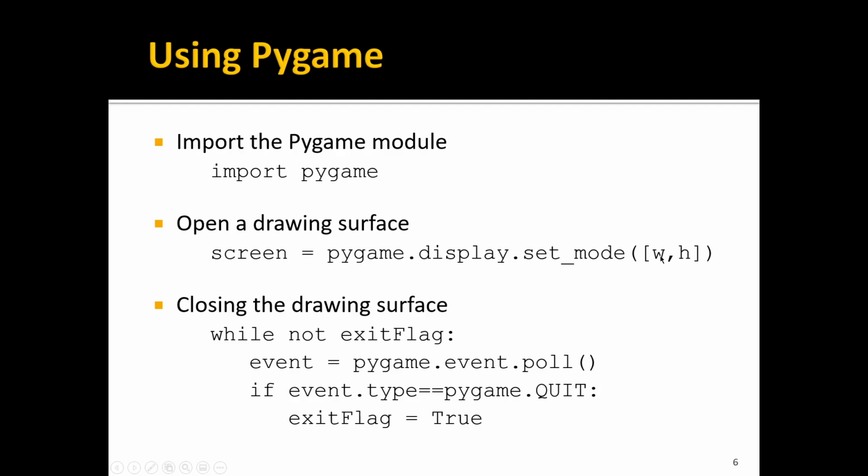So w here is the width in pixels for the new window that it will open, and h is the height. Now, the argument for this set_mode method needs to be one data structure. So you can use a list as I've done here, or if you want a tuple, so round brackets, it's just a combination of those two values as a single data structure. So let's add this into our program.